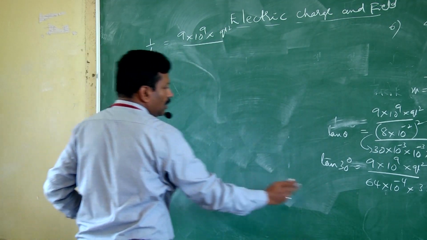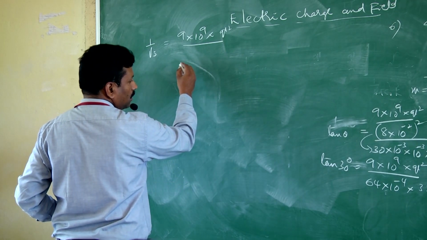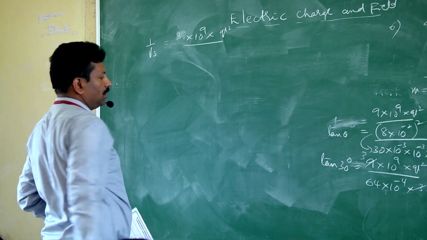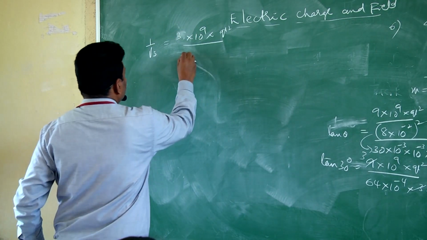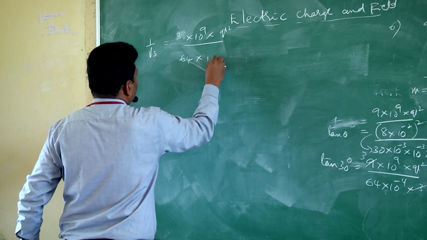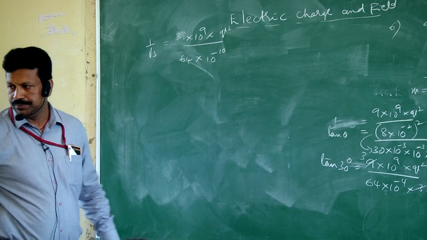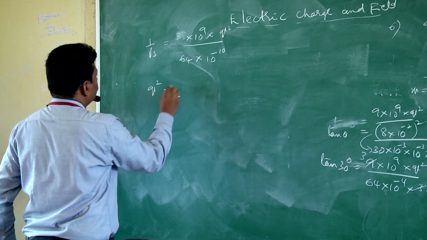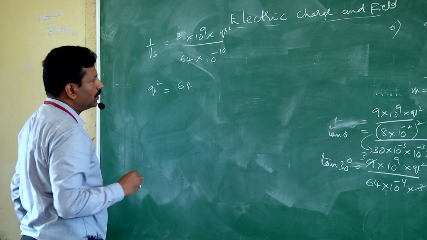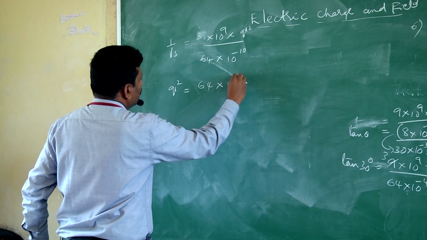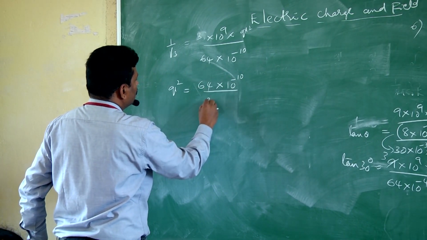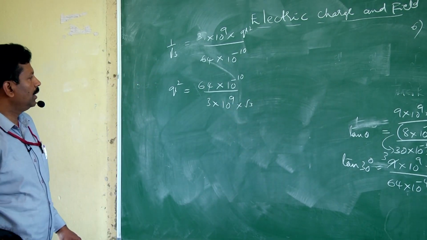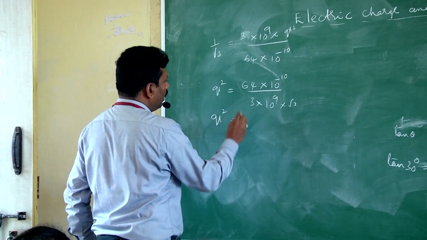Denominator, simplify this. I think probably you can cancel this. 3 ones are 3, 3 threes are 9. So therefore we'll get 3 here. 3 into 10 to the power 9 and here 64 into 10 to the power minus 10. So next is, therefore q squared is equal to 64, correct, into 10 to the power of minus 10 divided by 3 into 10 to the power plus 9 into root 3. Correct? Right? Now this is q squared.